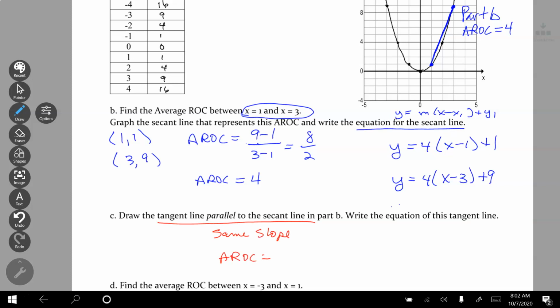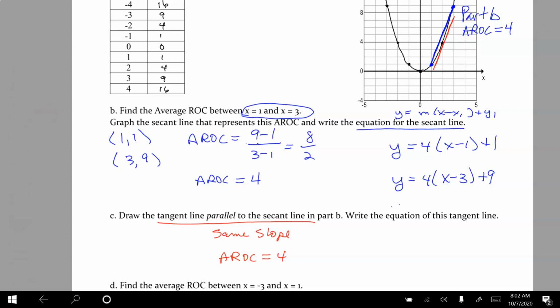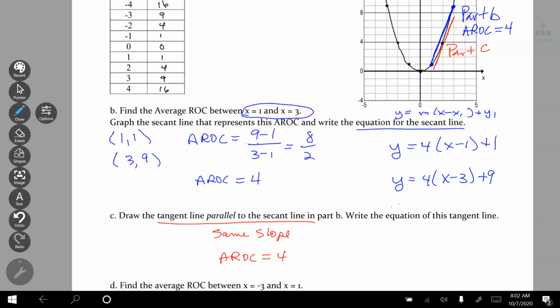So my ROC is equal to 4 still. And the way I do this is that I take my straight edge, and I just slide it parallel. If you ask me in class, I'll show you how. I just barely touch that graph. So this part C, my average rate of change is still 4, but now it's going through the point 2, 4. So when I write the equation, I have y equals my slope of 4, x minus 2 plus 4.